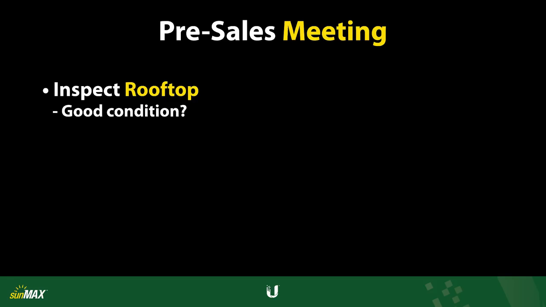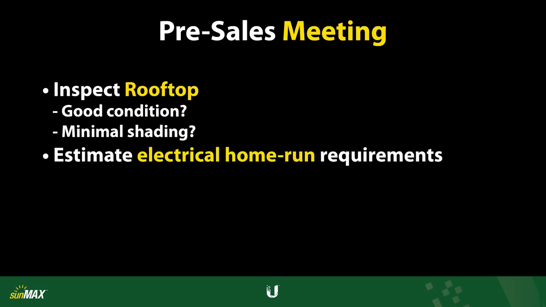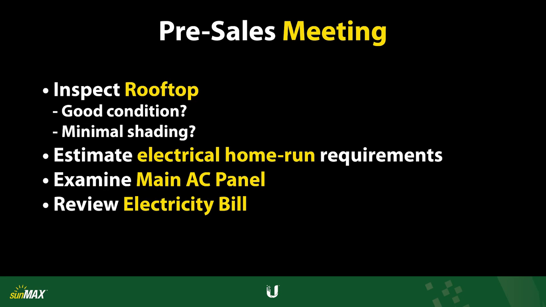Assuming the customer meets these requirements, arrange a time to meet, during which you can inspect the roof, making sure it's in good condition and free of shading, estimate electrical home run requirements, such as conduits, examine the main AC panel, ensuring it supports 2 additional breakers rated to 20 amps, and finally, obtain a copy of the electricity bill.